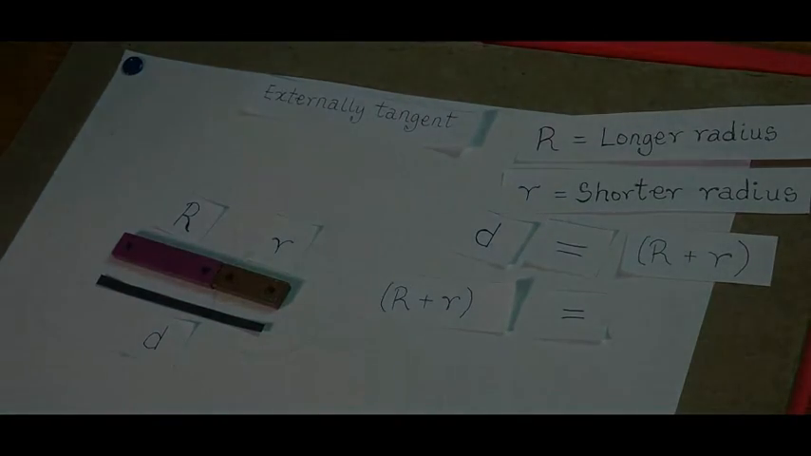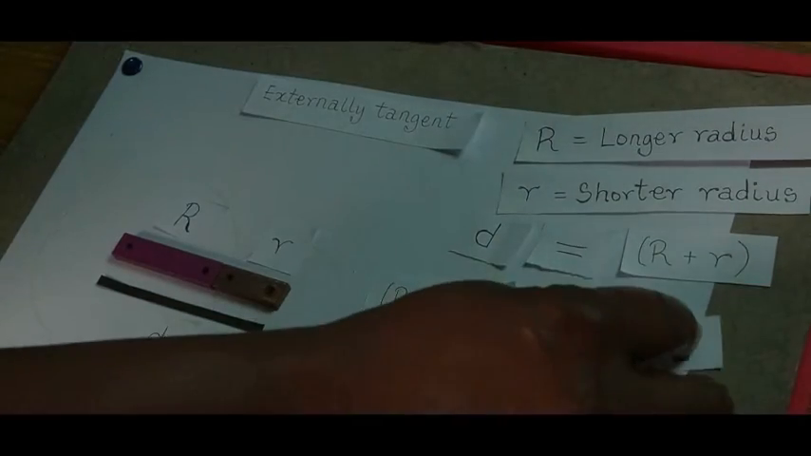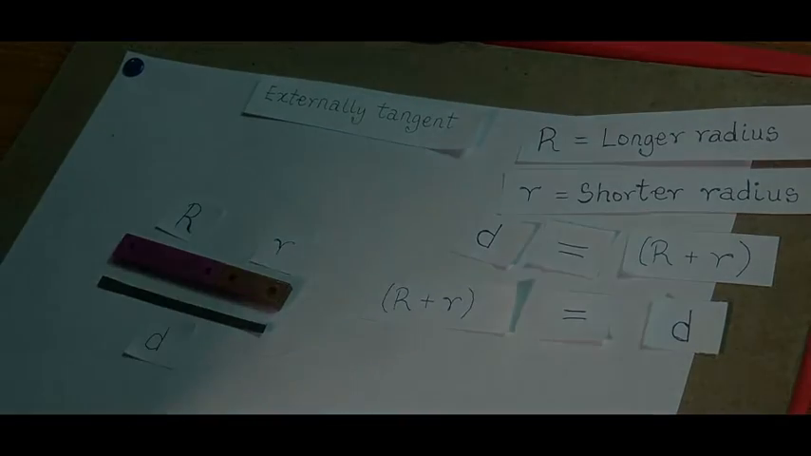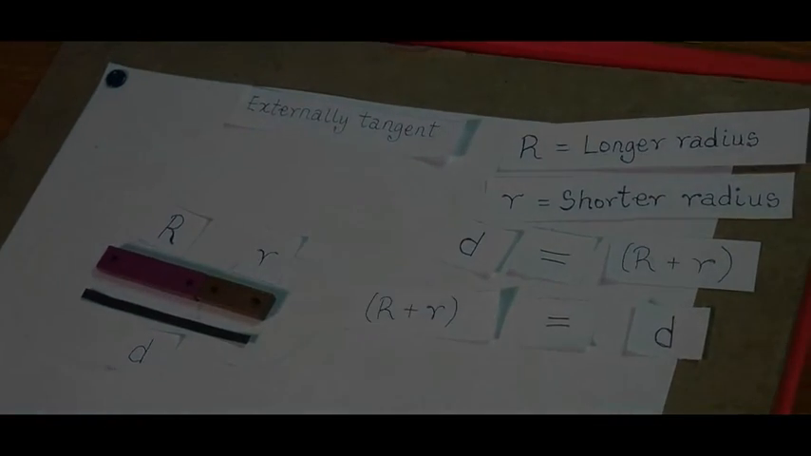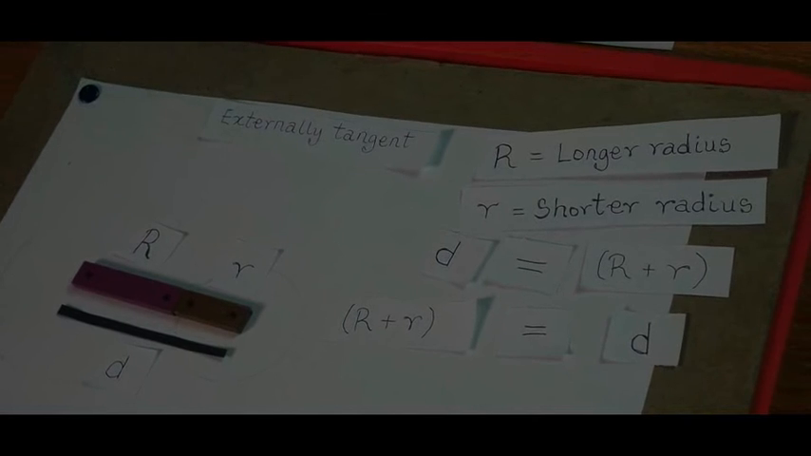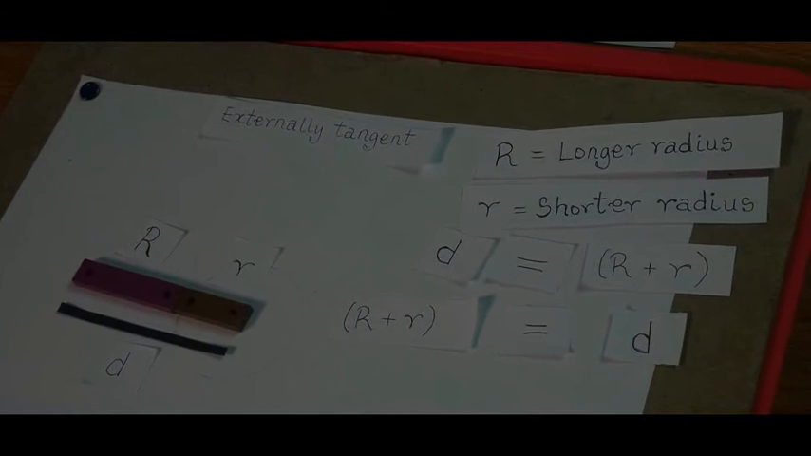the distance. Okay, so the sum of the radii is equal to the distance. So that's what we see when the two circles are externally tangent.